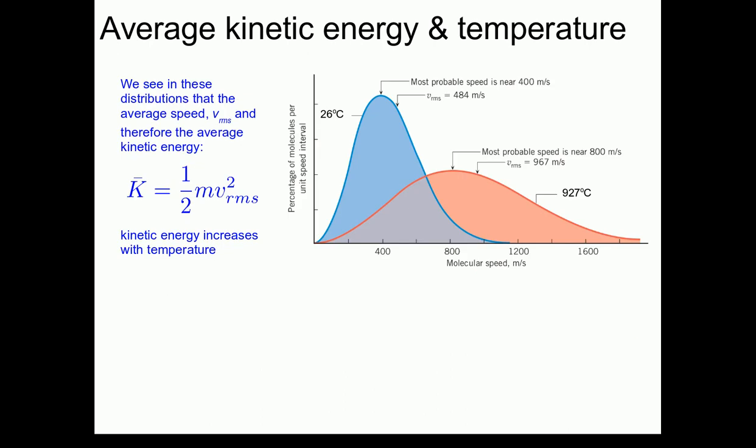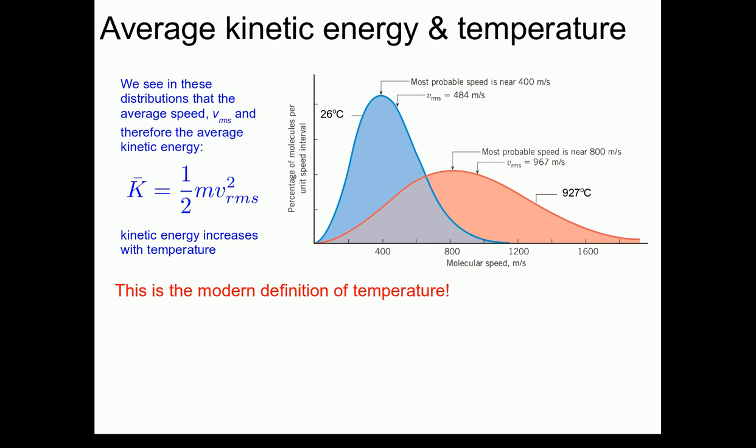So now we've thought about adding up energies. Now let's think about taking the average of energies. We can see in these distributions that the average speed, and therefore the average kinetic energy, has a dependence on temperature. At low temperatures, the average speed is 484 meters per second. At higher temperatures, the average speed is 967 meters per second. So we see a connection between average speed, therefore average kinetic energy, and temperature.